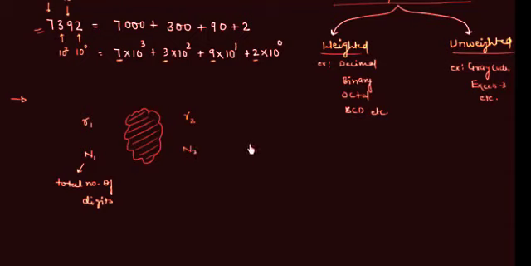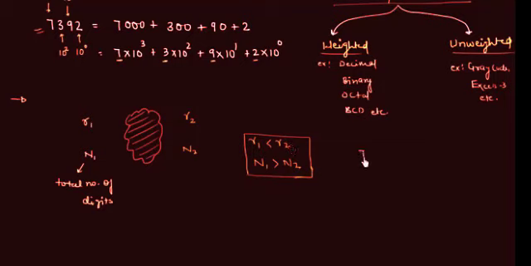And for an instance, let's say R1 is smaller than R2. The base R1 is smaller than the base R2. Then capital N1 is greater than capital N2. This is very important point. When we increase the base, when base increases, the digits required to represent the quantity decreases.